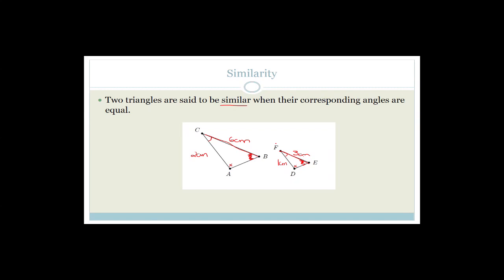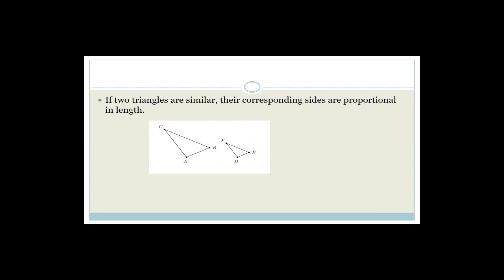So we can tell the ratio of the sides if we know the two triangles are similar, which is quite useful. Like we said, if two triangles are similar, their corresponding sides are proportional in length. In other words, if this is going to be X long, then this line here is proportional to this line. Okay, let's do it again.